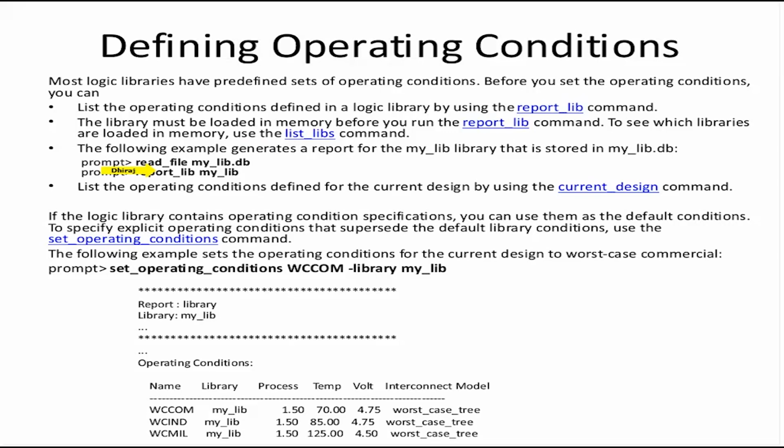So now the command to set operating condition is this: set operating conditions. WCCOM here is the operating condition name that is included in the library, and you tell Design Compiler what library this operating condition is in. This is the way you set operating conditions. Again, the key thing to remember is that you always choose the worst case corner, worst case delay corner for synthesis.